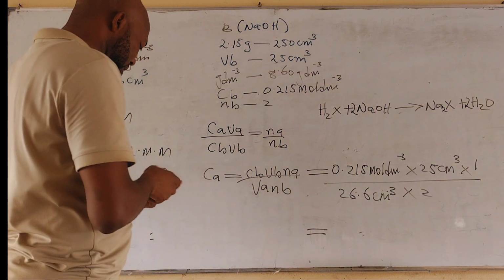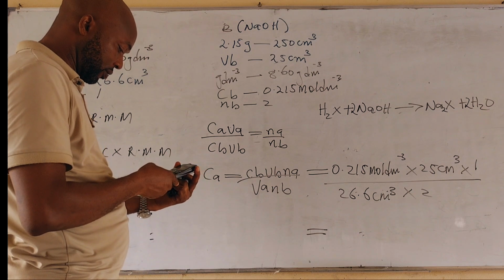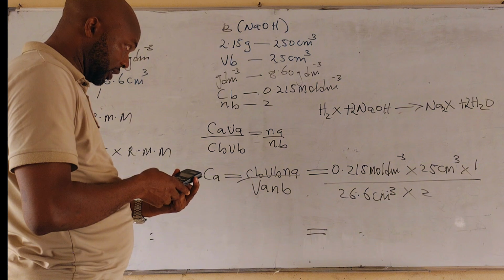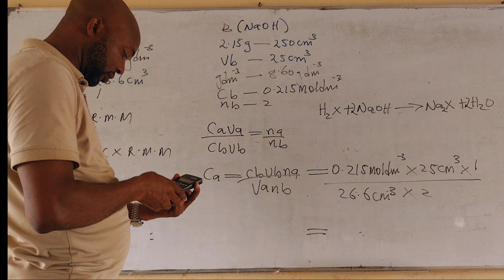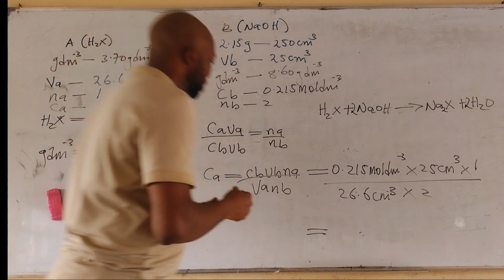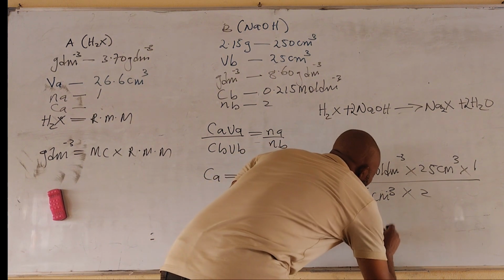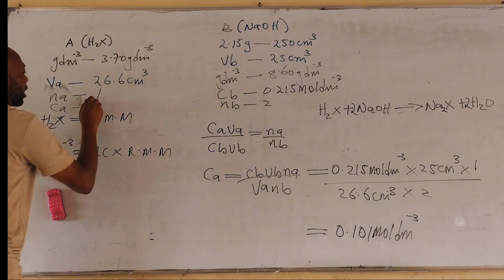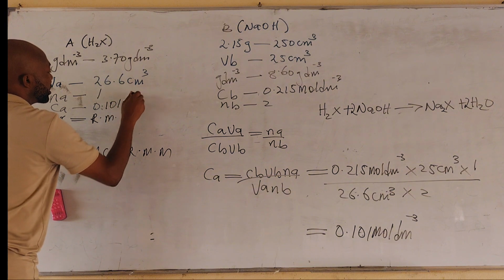So let's see what we get. 0.215 times 25, divided by 26.6, and 2, which is 0.101. So this is 0.101 mole per dm cube. So this is my molar concentration. Now I have 0.101 mole per dm cube.